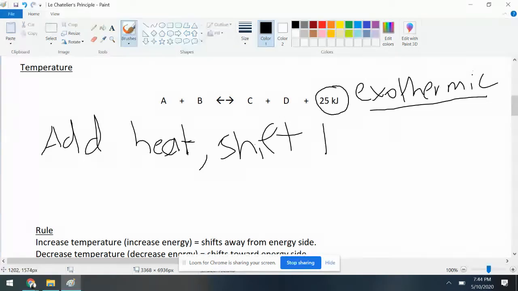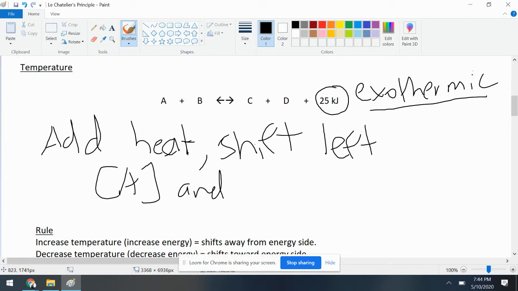Okay, shifts. I'll put shifts left. Okay, so add heat. The reaction or system's going to shift left. So now you can say what's going to happen to A and B. You can say A and B will increase.